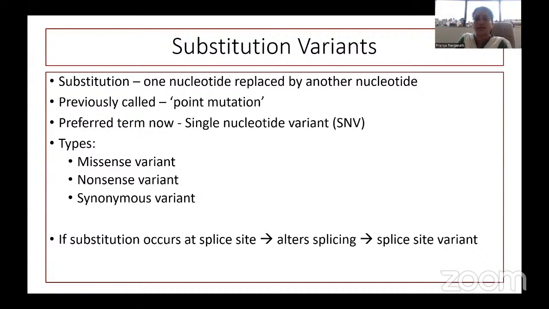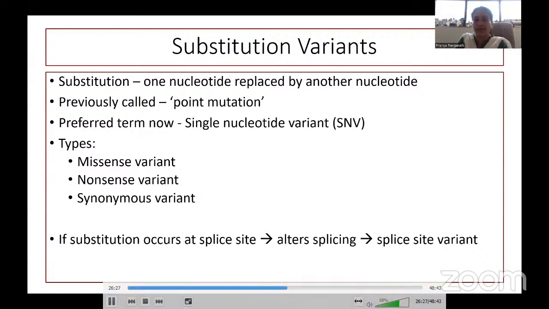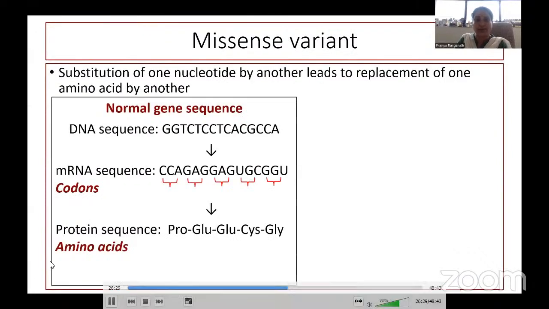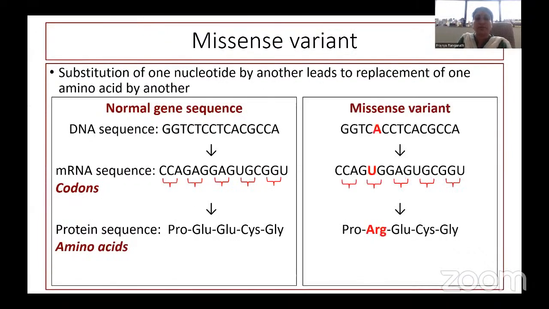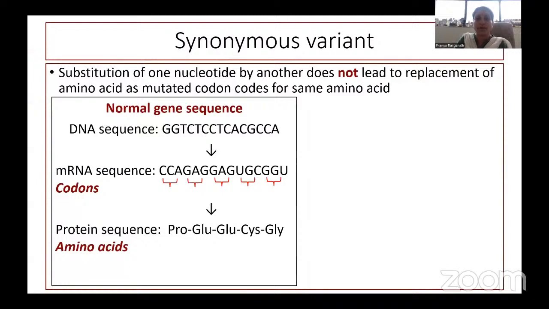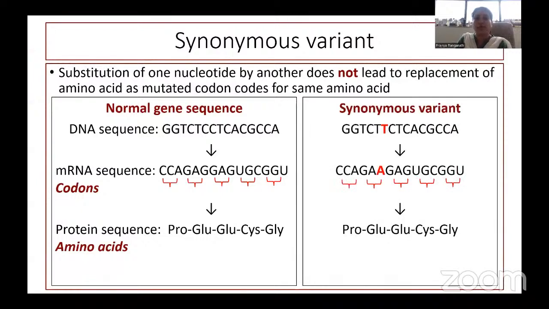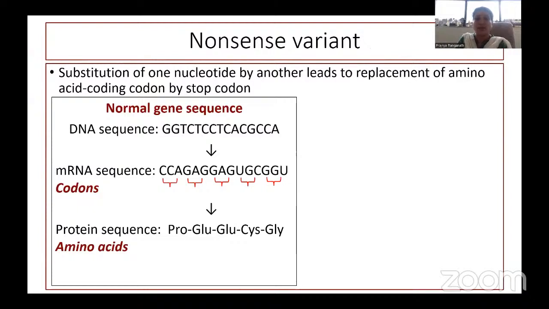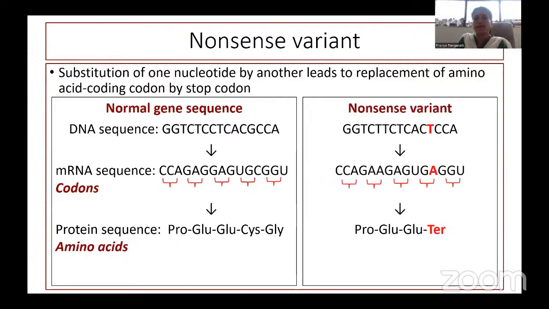If the substitution occurs at a splice site, it alters the splicing, in which case it's called a splice site variant. In missense variants, substitution of one nucleotide by another leads to replacement of one amino acid by another. In a synonymous variant, in spite of the substitution, the mutated codon codes for the same amino acid, and therefore there is no change in the amino acid sequence. In nonsense variants, substitution of one nucleotide by another leads to replacement of the amino acid coding codon by a stop codon. So the translation stops there.